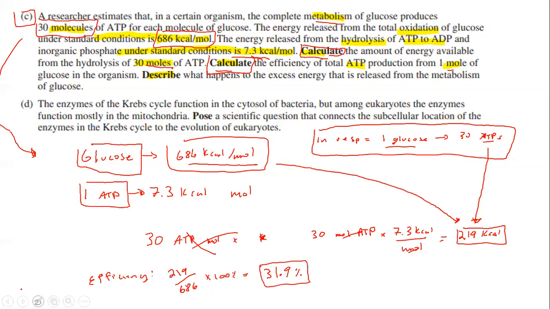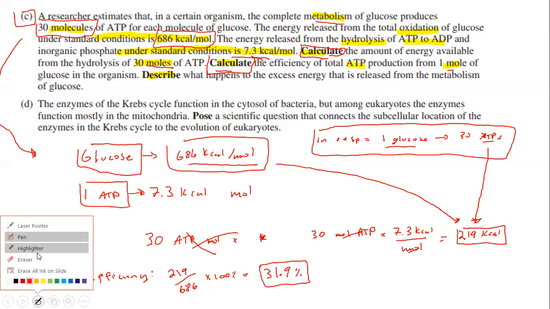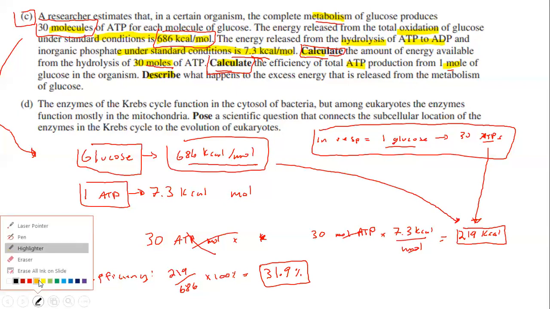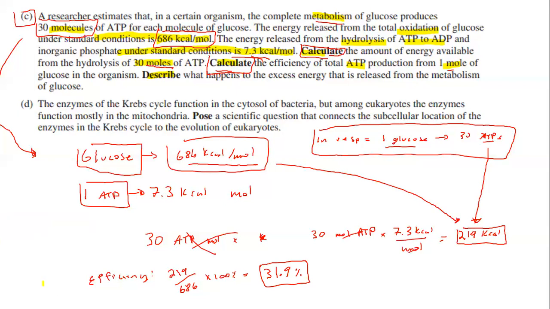So let's take a step back and analyze what we have written so far. To get those 2 points, you really needed to make sure that you understand the specifics of what you just calculated. So for this one, this 219 is going to give you 1 point, and this 31.9% is going to give you your second point.